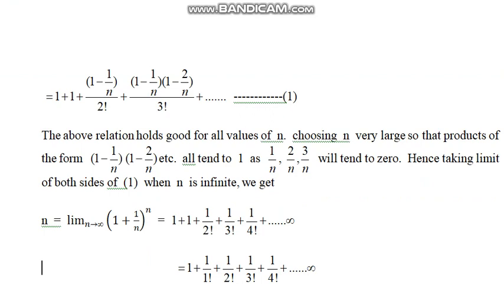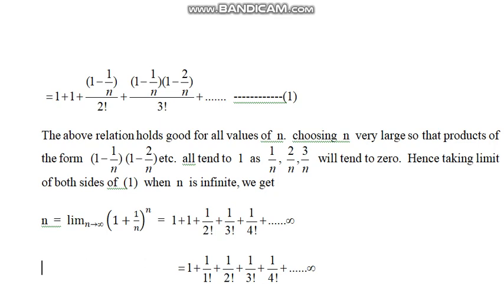Choosing n as a very large value means the products 1 minus 1 by n, 1 minus 2 by n, all tend to 1 only, as 1 by n, 2 by n, 3 by n will tend to 0. So the product tends to 1 only. Hence taking limit of both sides of equation 1, when n becomes infinite, we get the limit as n tends to infinity of this expansion.